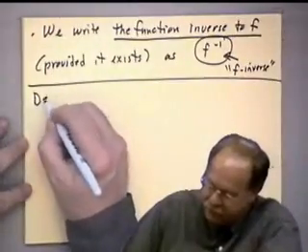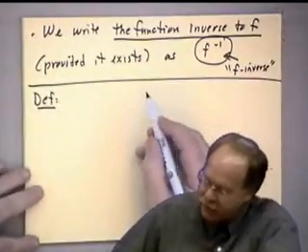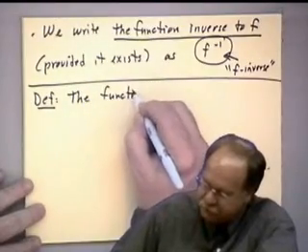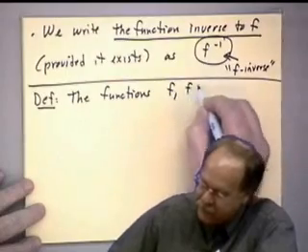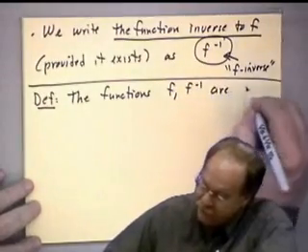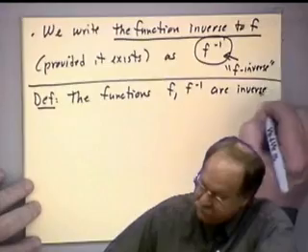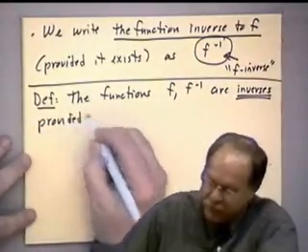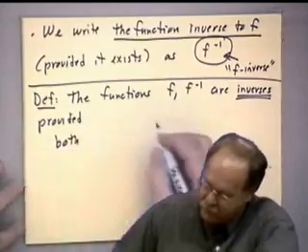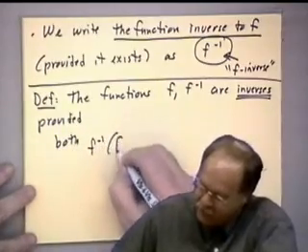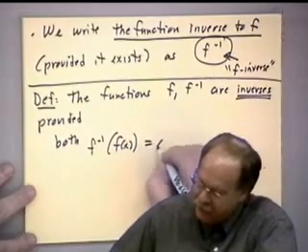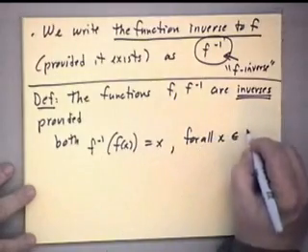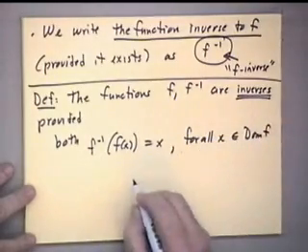All right. Here is a definition that will tell me when I have an inverse. The functions f and f inverse are really inverses, provided we have two things happen. Provided both, when you take f inverse of f of x, you get back x. And that has to work for all x in the domain of the function f.